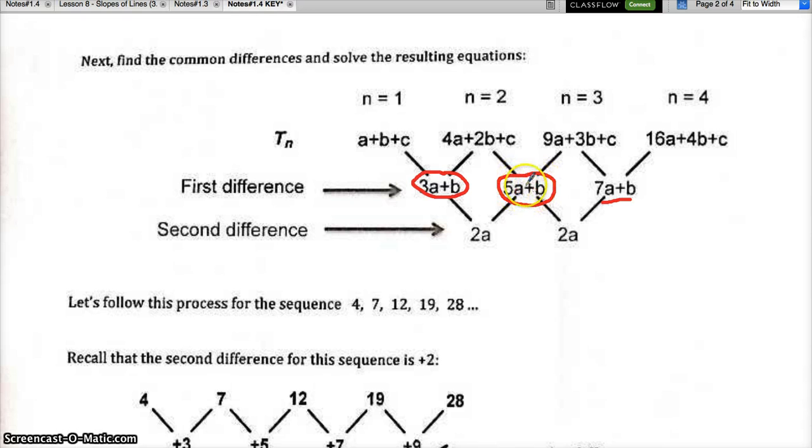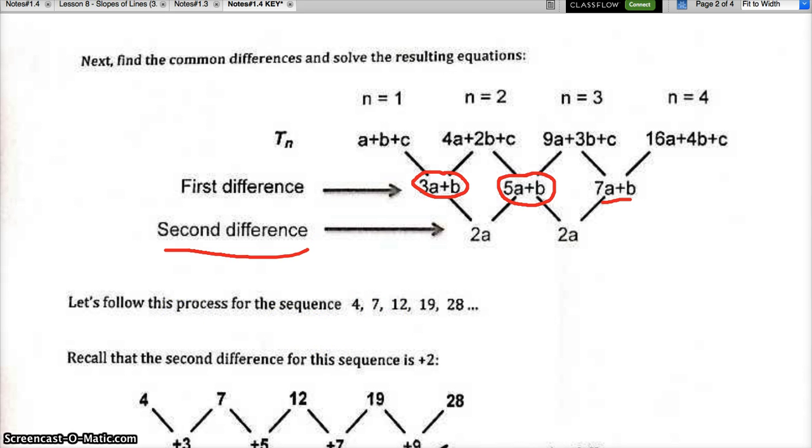We take 5a plus b minus 3a plus b, so 5a minus 3a is 2a. b minus b is nothing, so we get 2a. And then we take the difference between these two differences, we would get 2a again. So we have a common or constant second difference.